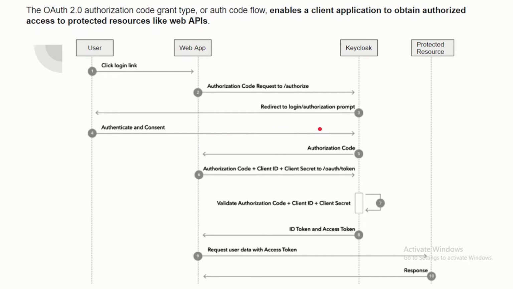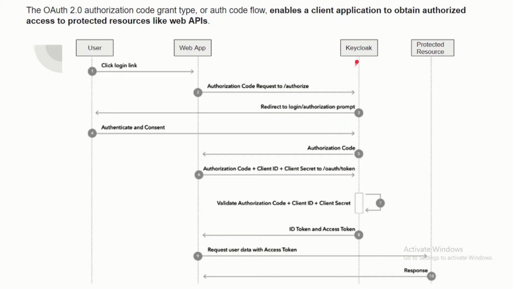Consent is not mandatory here. In Keycloak, you can enable or disable the consent screen. I will show you in the hands-on demo part. Once that is successful, step 4, Keycloak will provide the authorization code to the web application, which is the third party application. Now the third party application will send the authorization code plus client ID and client secret to /auth/token. So this token endpoint would be something like this only.